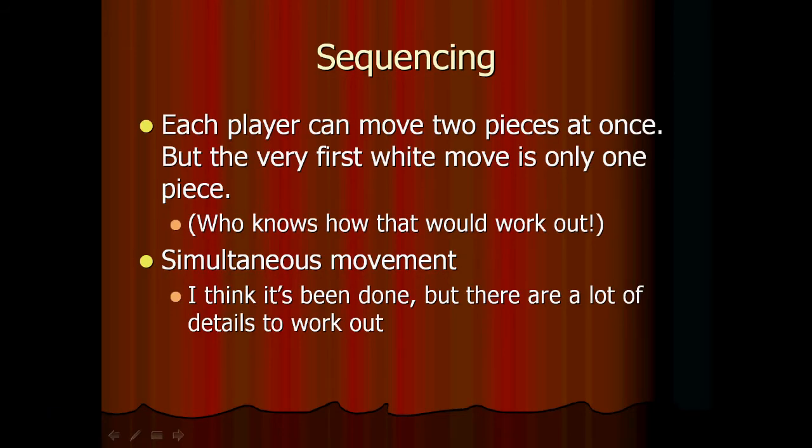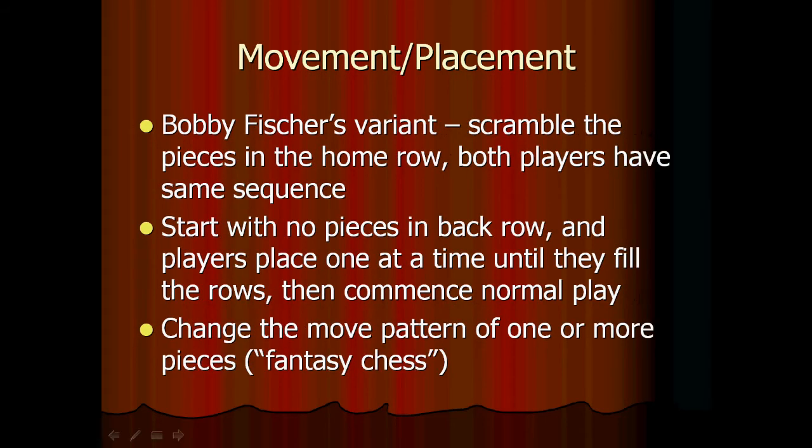Sequencing. Well, simultaneous movement is the obvious thing, and I'm pretty sure this has been done, but there's a lot of details to work out about exactly how. What happens when pieces cross paths? What happens when 2 pieces attack each other, and so forth? Another possibility is to let each player move 2 pieces at once, but for the very first white move, only let white move 1 piece. And who knows how that would work out? Some things you just have to play test. Most things, really.